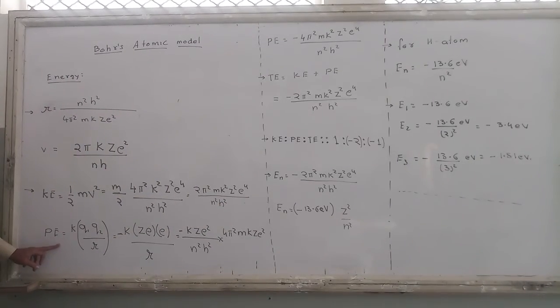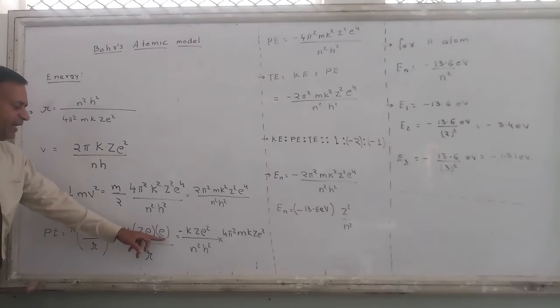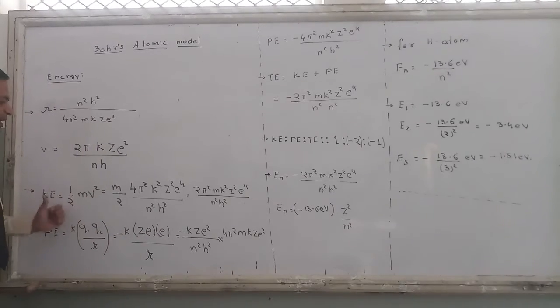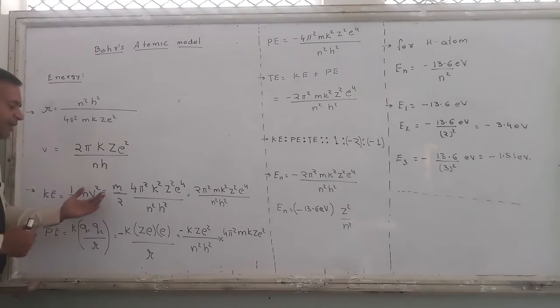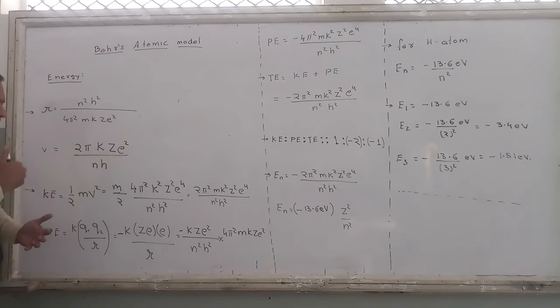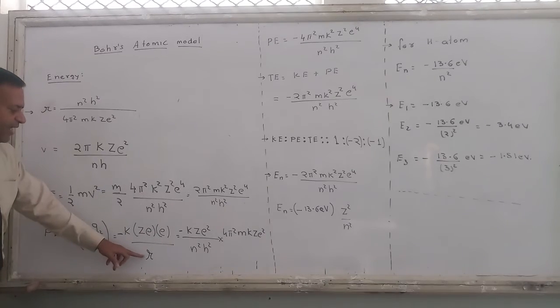Potential energy, here we are talking about the electrostatic potential energy. What is the equation? K q1 q2 by r square. Sorry, K q1 q2 by r. K is the electrostatic constant, q1 is the charge of the nucleus, Ze, q2 is the charge of the electron, and I will put a minus sign over here because in kinetic energy, the sign does not matter, but potential energy can have positive and negative sign, and each sign has its own meaning. So here I am putting the charge of electron as minus e upon r.